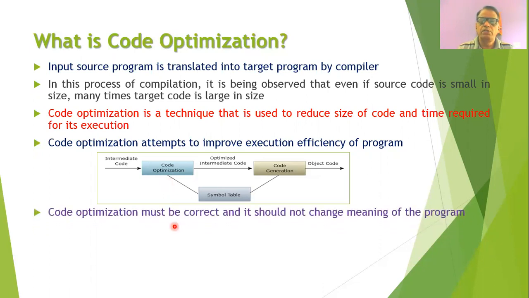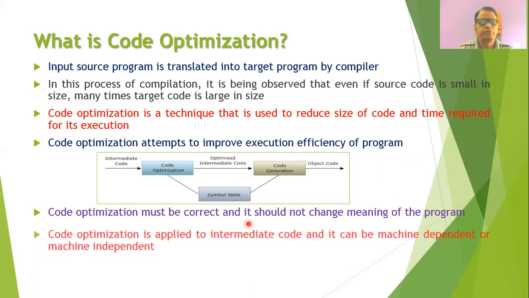A code optimization technique must be correct and it should not change the meaning of the program. That is, when you are reducing the size of the code or the time required for its execution, it doesn't mean that the output should change. The output should remain the same. So optimization techniques must be carefully designed so that there is no change in the output of the program, even if the size of the code is reduced.